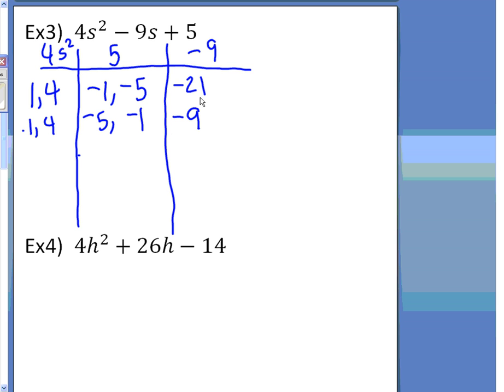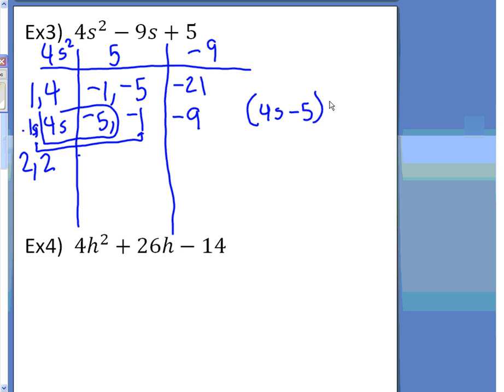All right? If that did not work, I would then try the same thing with 2 and 2, but I'm not going to go ahead and do that. But you would have to try 2 and 2 with -1 and -5 and see what happens. But we already found it, so let's go ahead and put our s's back in, right? S and S. And remember, once again, the middles and the ends come together to make your factors. So my answers are 4s minus 5 and s minus 1.